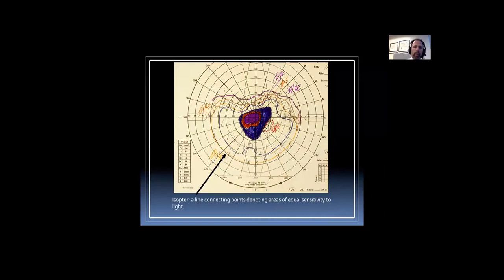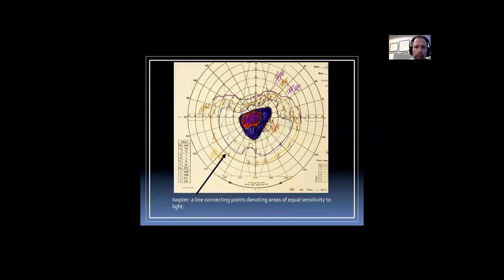And this is a plot from the Goldmann visual field. I won't explain exactly how the test is done, but basically each of these different colors represent different isopters. The isopter is simply a line connecting points denoting areas of equal sensitivity to light. The light stimulus is moved from the outside in, and each of these little hash marks, or checks, are where the patient saw the light and beeped the buzzer.